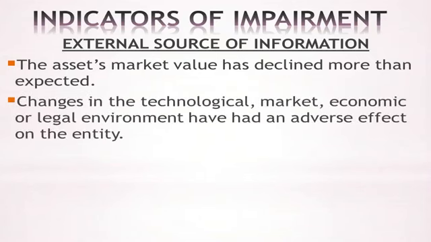Second one is also when there's a change in the forces. So here the forces, we are talking of technological, market, economic, or legal environment that have had an adverse effect on the entity. So these changes in these forces have brought an adverse effect on the entity, and clearly impairment will occur.